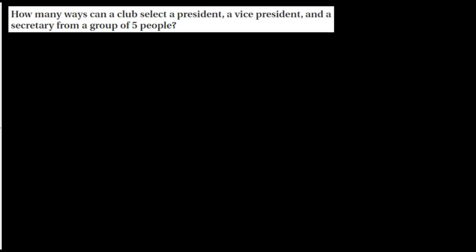So order matters. So this is going to be a permutation of 5 people taken 3 at a time. Put that in your calculator just like that. Hit enter, and you end up with what? 5 times 4, is it? Times 3. So 60?